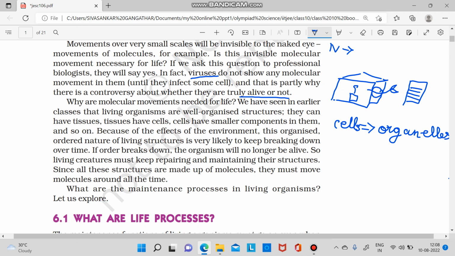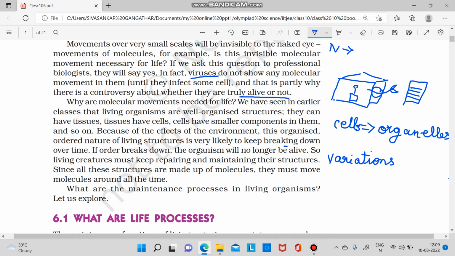Because of the effect of environment, this organized nature of living structures is likely to keep breaking down over time. If order breaks down, the organism will no longer be alive. So living creatures must keep repairing and maintaining their structures. According to the environment, they show some variations to keep themselves alive in this world. They should not become extinct like dinosaurs. So some variations are happening within themselves.